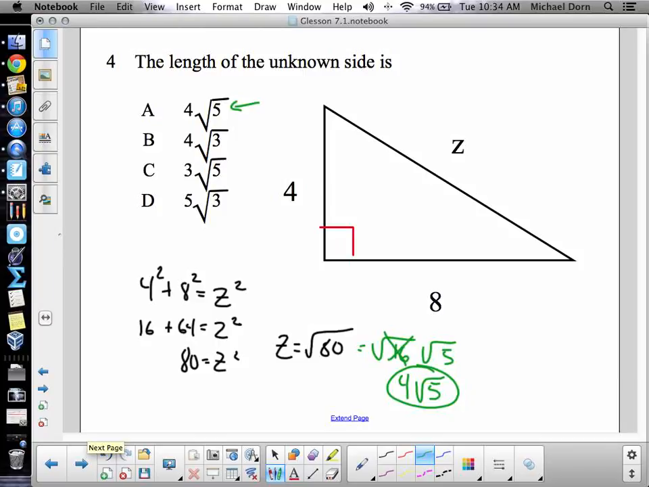So you're not just always going to get nice whole numbers. Sometimes you're going to get nasty things like that. And that's just kind of the way that it's going to go.